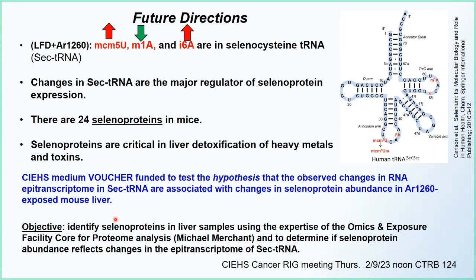So my objective will be to identify selenoproteins in the liver samples, which uses the expertise of the omics and exposure facility core, Mike Merchant, to determine if selenoprotein abundance reflects changes in the epitranscriptome of the SECT RNA. And actually I have some preliminary data on that, and I'm going to talk about that at the CIHS Cancer Rig meeting next Thursday at noon in CTRB 124. If you're interested in coming, you'd be welcome.